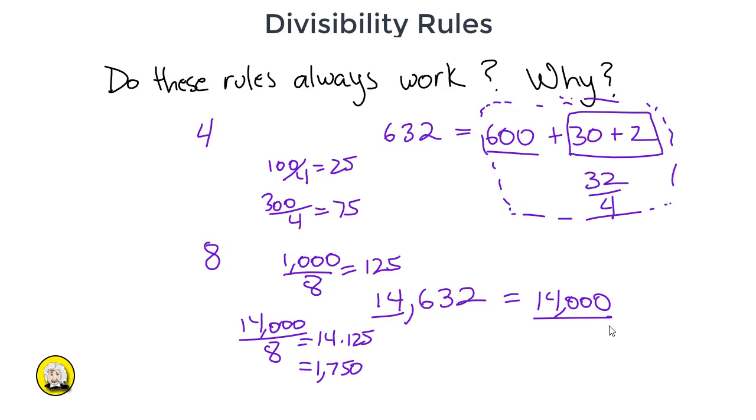So again, this part is divisible by 8. I only need to check my remaining 632, whether it's divisible by 8 or not. And right away, it doesn't appear obvious to me whether it's divisible by 8. So I'm going to divide by 2. 632 divided by 2 is 316. Divide by 2 again, that's 158. And divide by 2 again, that's 79. So therefore, it is divisible by 8. And my whole number, 14,632, will also be divisible by 8.